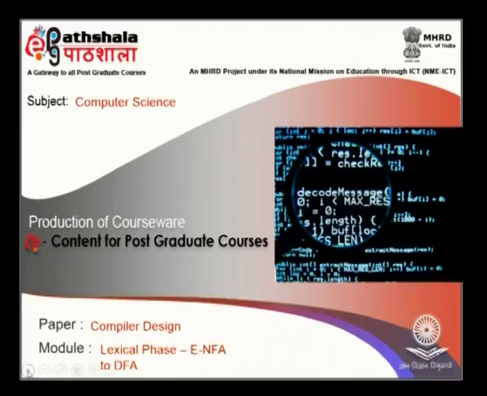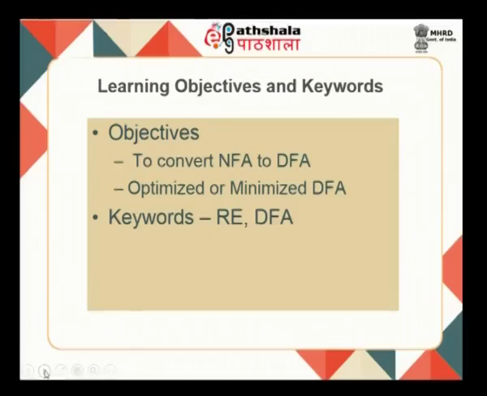Okay, welcome to the fifth module of the compiler design course on the ePathshala program. Last module we discussed regular expression to ENFA conversion. This module we will convert our epsilon NFA to DFA and try minimizing the resultant DFA also. So, the objectives of this particular module are to understand the algorithm behind converting an NFA to a DFA, which is actually an ENFA to a DFA, and then construct an optimized or a minimized DFA.